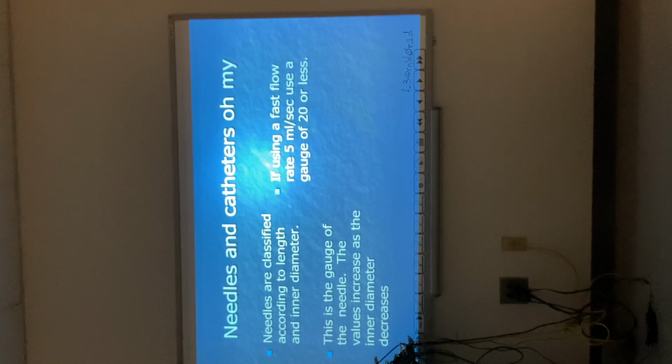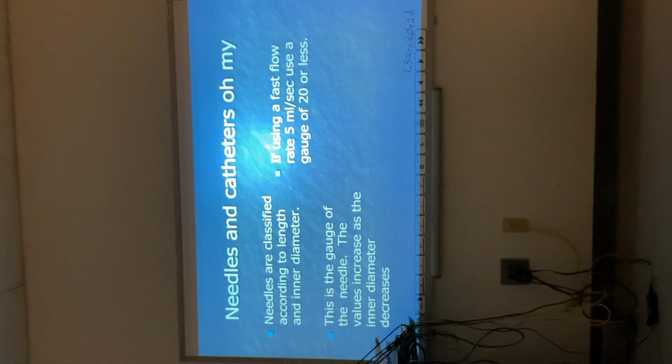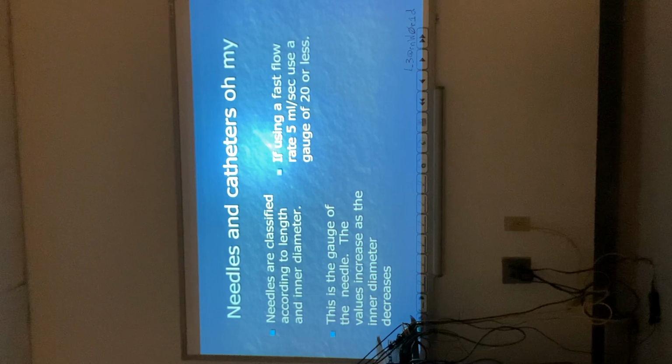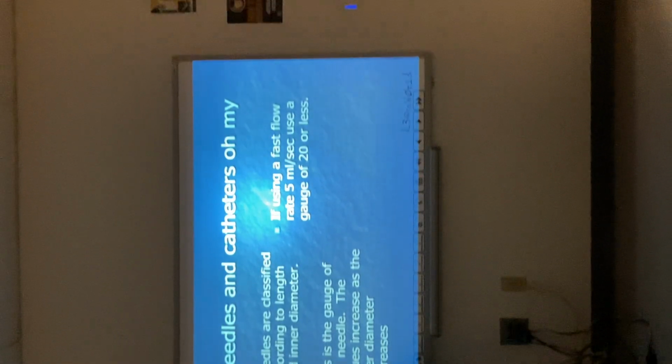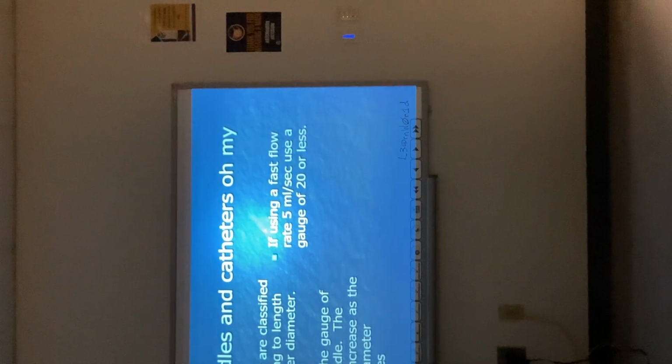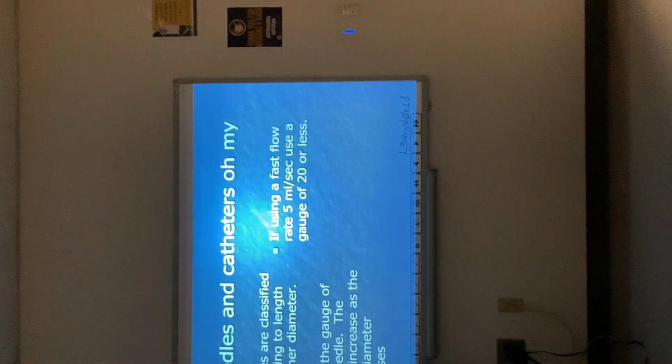We wouldn't want anything smaller in diameter than an 18, which means a higher gauge number. Definitely can't do 22s or butterfly needles. They're not gonna cut it for our type of contrast. We need an 18, all right? At least.